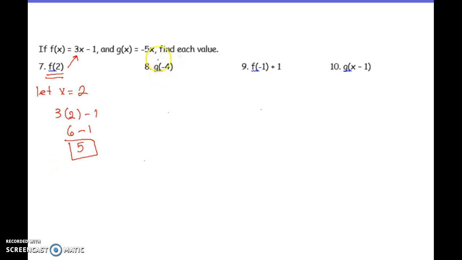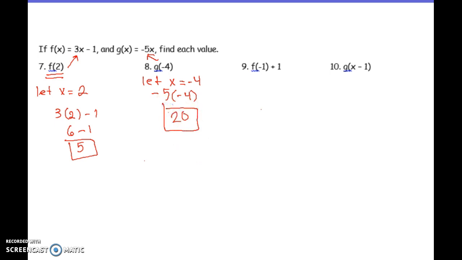G of negative 4, we're actually going to use this function. So it's going to be negative 5. Well, we're going to let x be equal to negative 4. And it's going to be negative 5 times negative 4, which is positive 20.